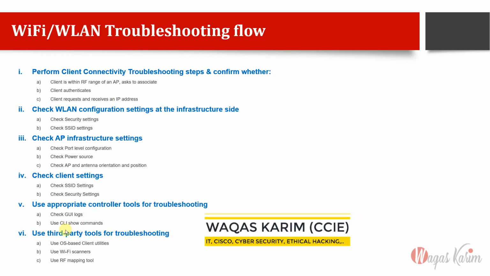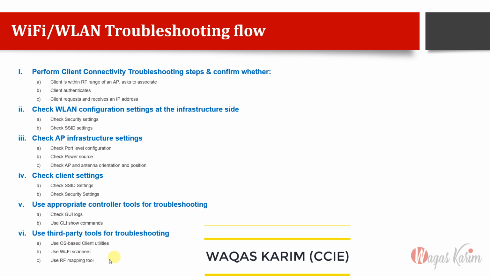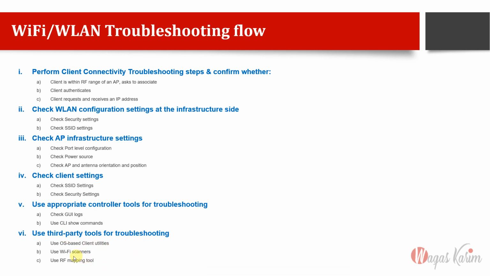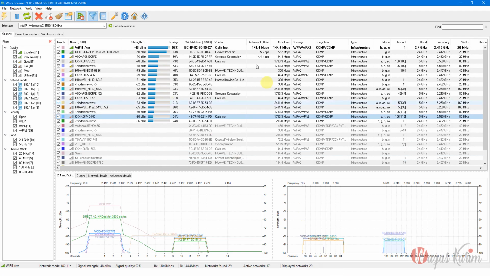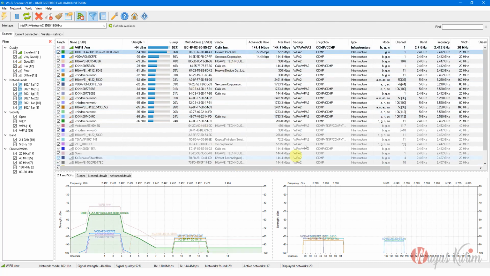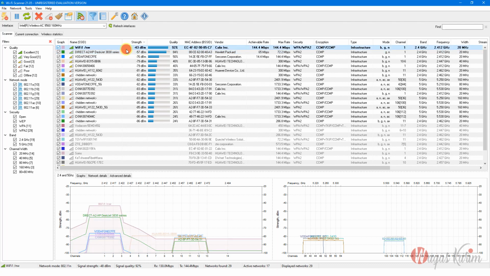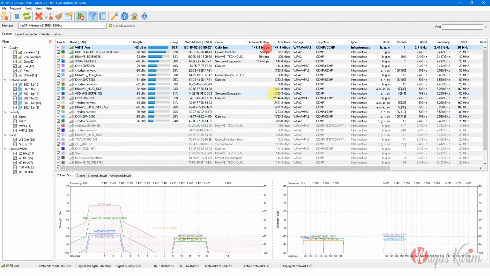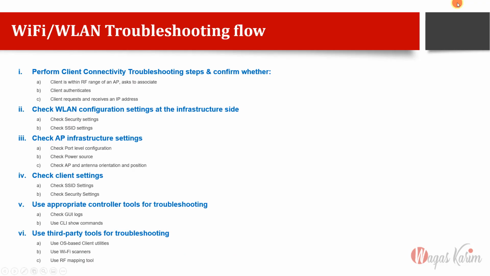If all of this is good, then use third-party tools for troubleshooting. Use OS-based client utilities, use your Wi-Fi scanners, RF mapping tools. I also showed you these tools previously, so go there, check whether you are getting the signals from your router or maybe you are trying to connect to something else, which band you are getting and which security settings you are getting, how much data rate it is giving you, and what is the MAC address of your AP, what is the BSSID, all of this. So most probably if you follow all of these steps, then you will be able to resolve your problem.